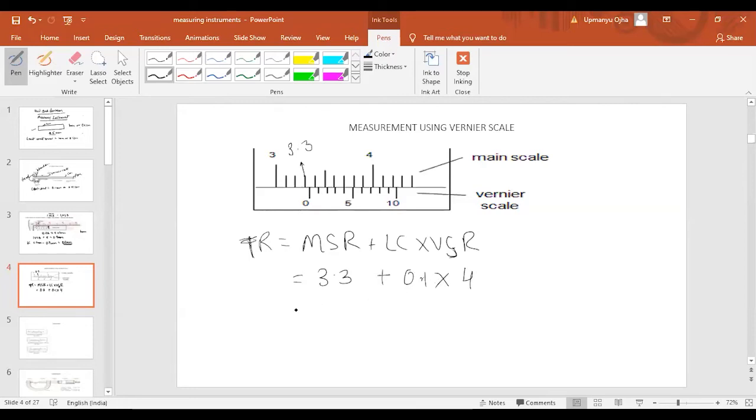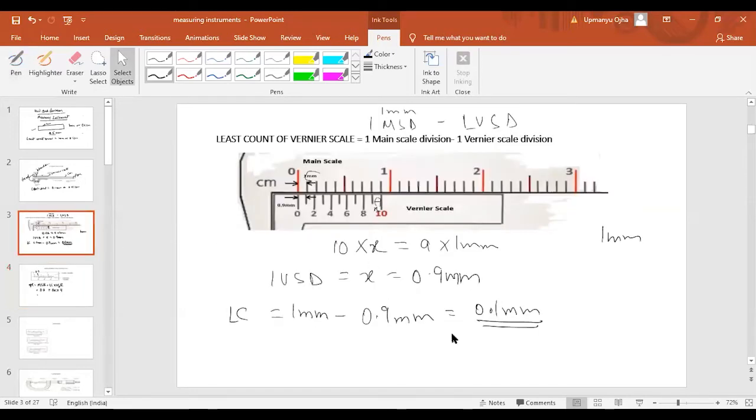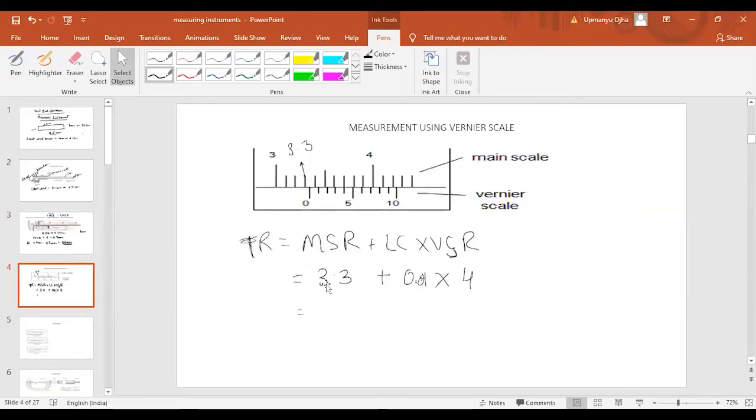Okay, so from here we get the value. It is in centimeter, sorry, it should be 0.01. Okay, it should be 0.01. So the least count will be 0.01 centimeter. Here I had taken millimeter. So the main scale reading will be 3.3 plus 0.01 into 4. So from here we get the reading of the vernier scale, that will come as 3.34 centimeter.